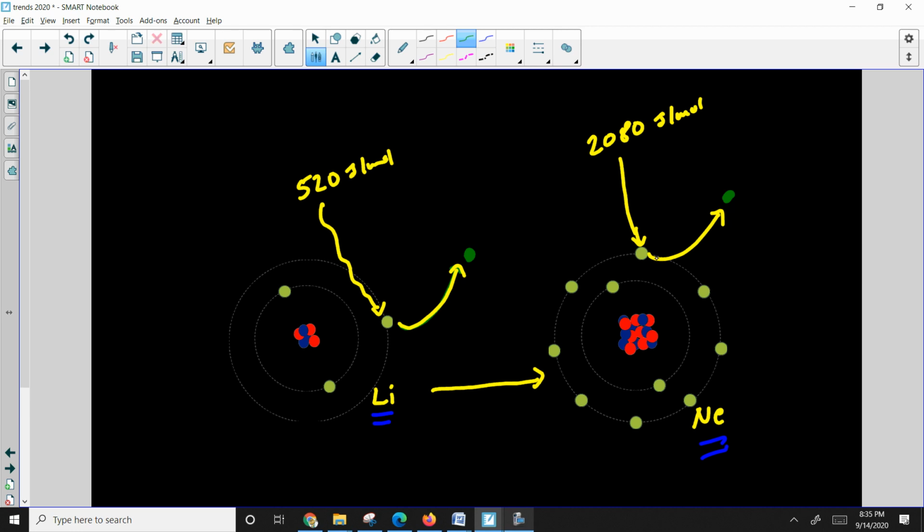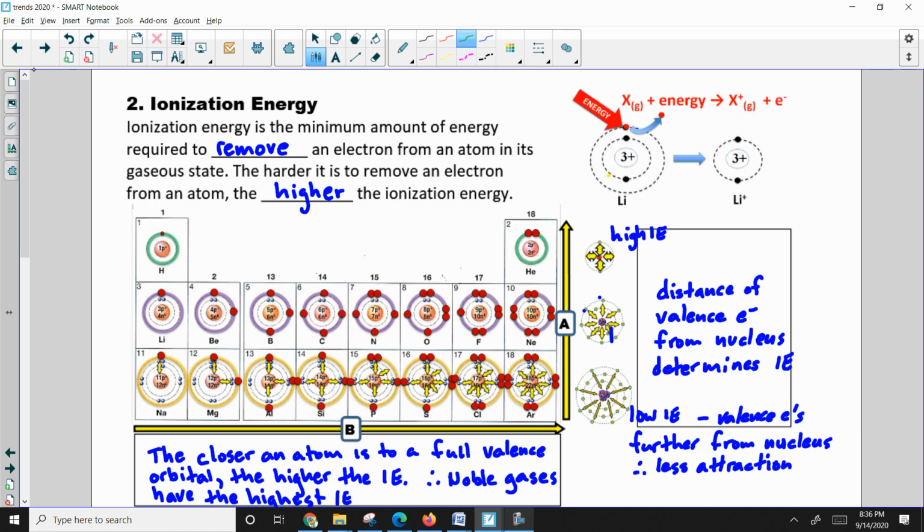It's very difficult to remove electrons in neon because it has a full outer level, versus lithium, where it doesn't even want that electron. It'd rather lose the electron because then it's going to have a stable outer valence orbital. So basically, the energy really depends on how many valence electrons you have and how close you are to a full outer level.